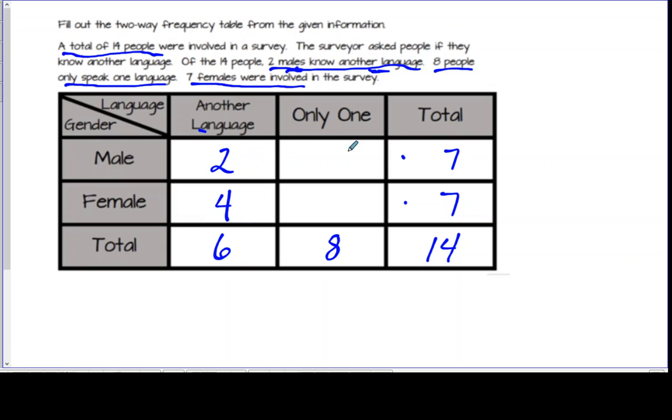Now, look at the row here for the males. 2 males speak another language. The total number of males is 7, so 7 minus 2, or you can think 2 plus 5 equals 7. And then for the females, 4 plus 3 equals 7, or you could have done 5 plus 3 equals 8. Now you've completed your two-way table and you're ready to answer the questions.